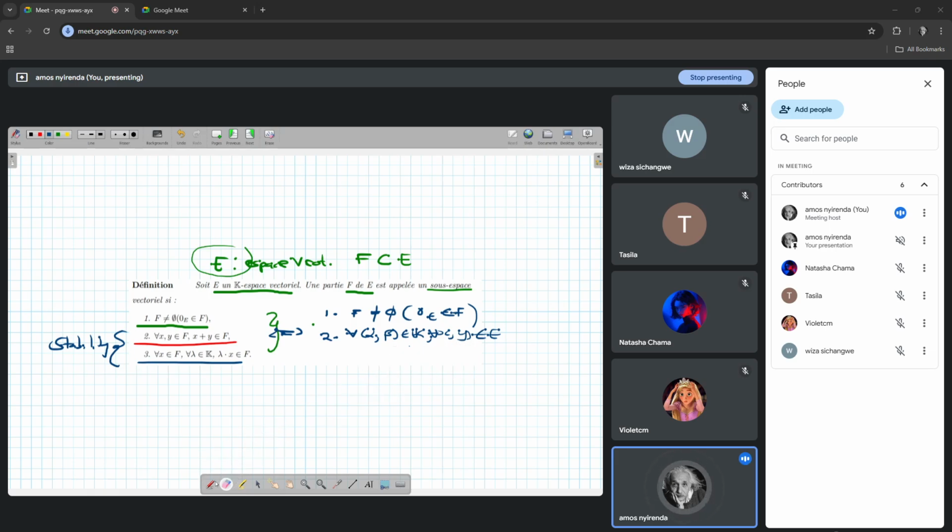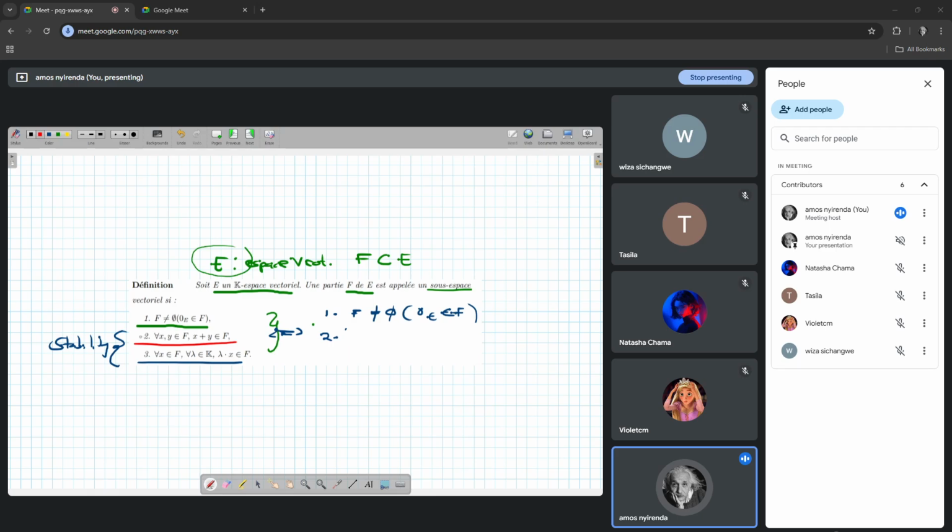Let me just clear this. So alpha x plus beta y. The combinaison linéaire of these two vectors x and y has to be in E. We can shorten these two properties to this. Okay. So in case it's not really clear, maybe let me just write it in a better way.